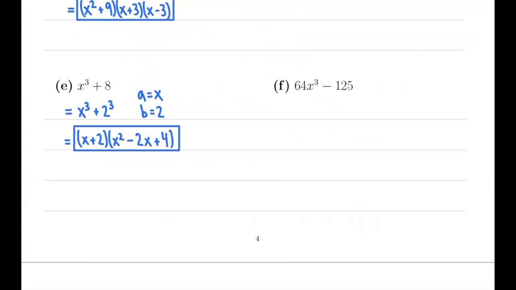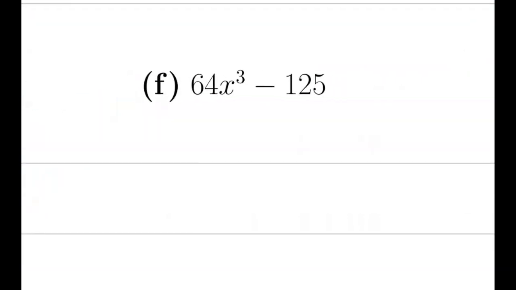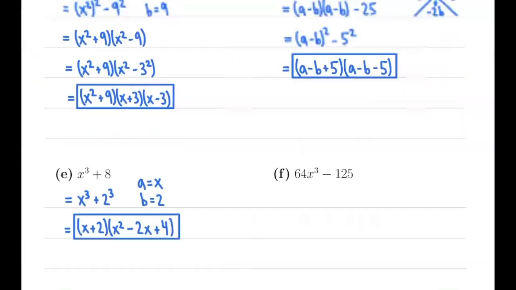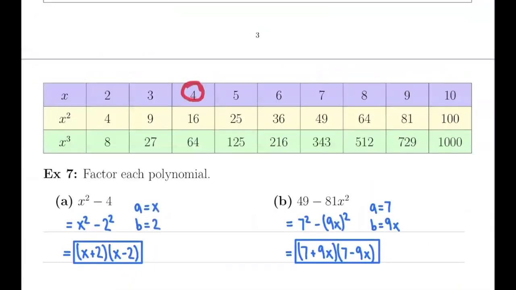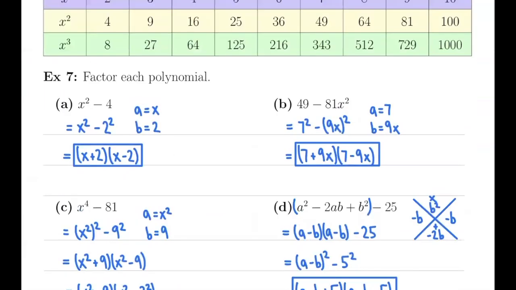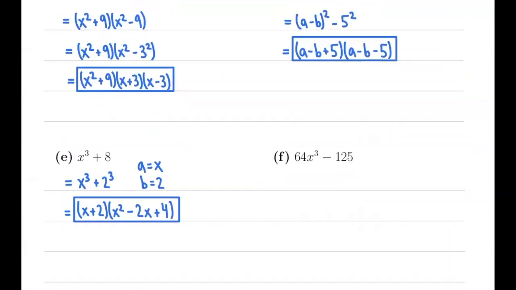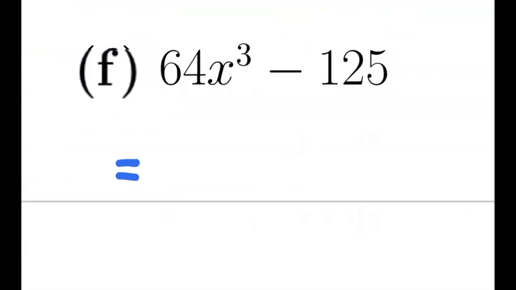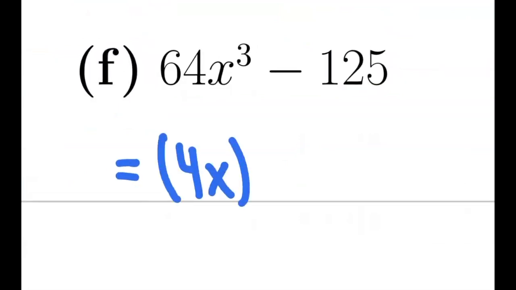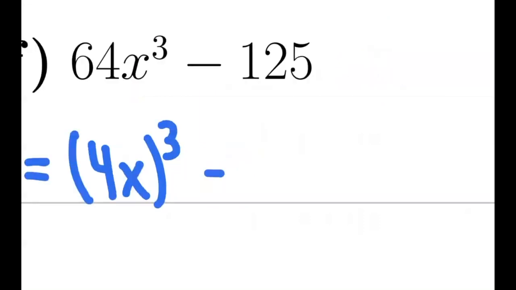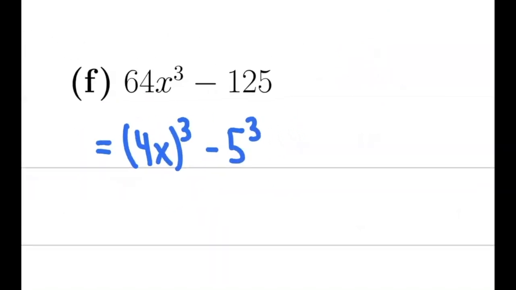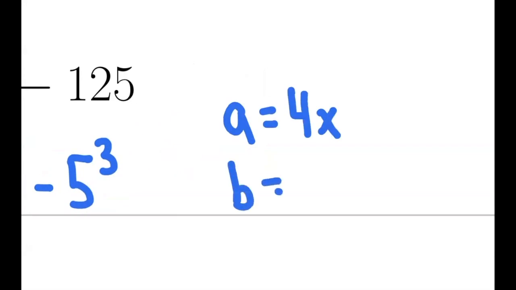All right, and here is the last example of today. Oh my gosh. So what does this look like? Difference of cubes, because 64, if you look at my table, it's just 4 cubed. And 125 is just 5 cubed. So you can write 64x cubed as the quantity 4x, all cubed. And you can write 125 as 5 cubed. So this is my a cubed minus b cubed. So a is 4x and b is 5.